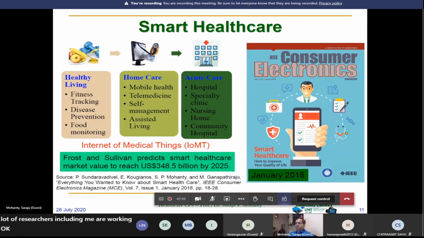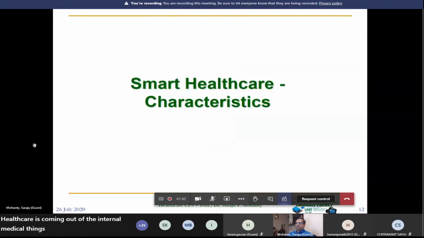This is, in fact, because of the pandemic, people are now realizing how important it is to take care of your own health and to have some idea of whether I'm doing well in terms of my health trend. And this combination of internet, then internet of things, which in this specific case we call the internet of medical things. So smart healthcare is coming out of the internet of medical things and other components.